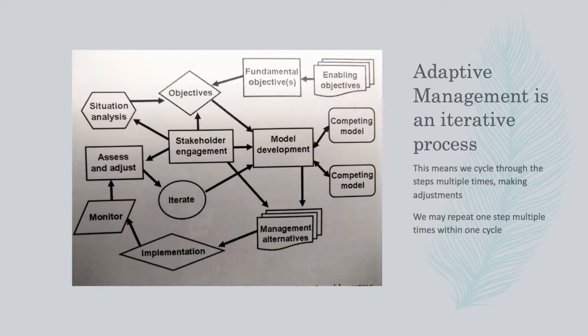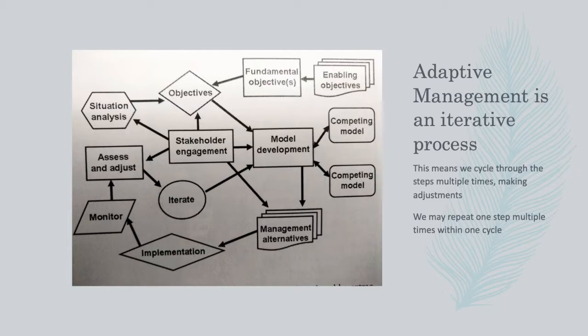Here we can see a figure, and this is very similar to the word map that we did on the board previously, right? You can see that there's a lot of arrows going all over the place. Stuff is very integrated, related to each other. But we can see also that it's an iterative process. This means that we're going to cycle through the steps multiple times to reach our objectives, and we're going to make adjustments. And we might repeat one step multiple times within one cycle.